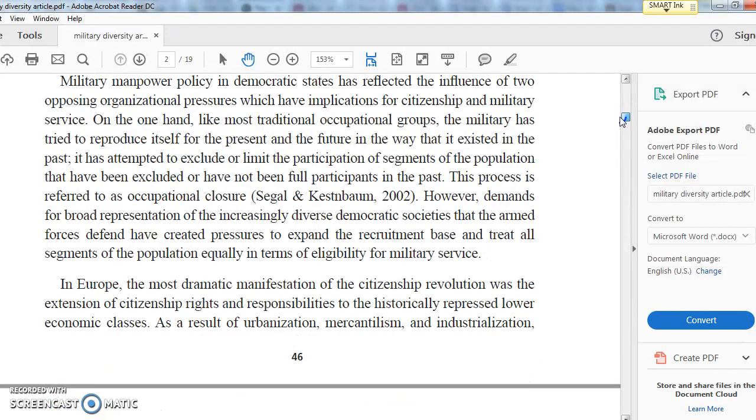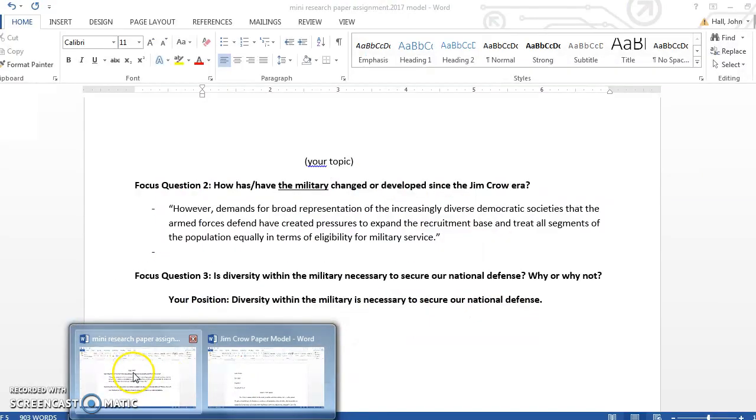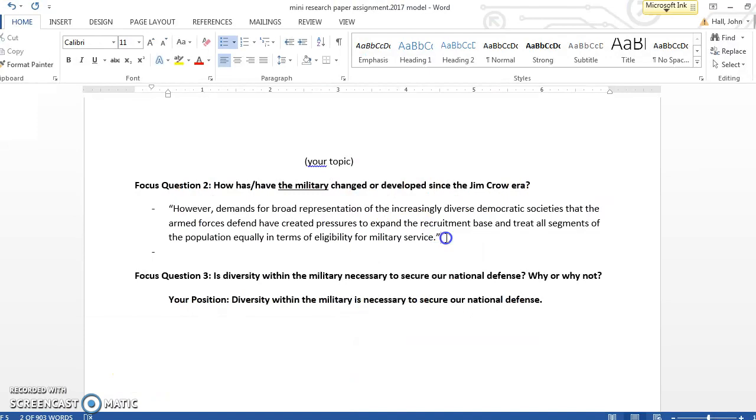You can see here, this is the quote that I have, where it says, "however, demands for broad representation of increasingly diverse democratic societies," and you see it goes on. If I go back here, I've got that right here. Because the question is, how has the military changed or developed since Jim Crow? We're not still talking about racism and all that. We're talking about how the military has really changed a lot since that time. That's what I'm focused on here for my paper.